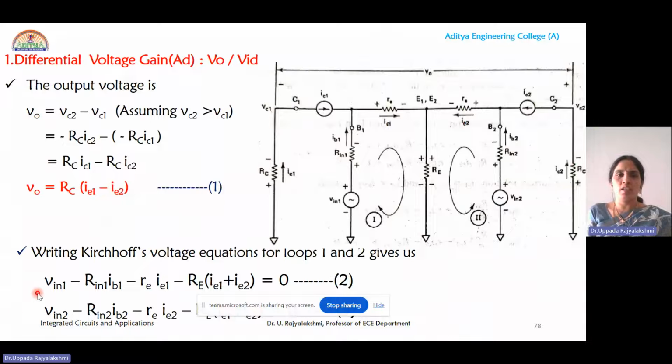Upon rearranging, we get equation 1, that is Vin1 minus Rin1 IB1 minus small re into IE1 minus capital RE into IE1 plus IE2 is equal to 0. The second equation is minus Vin2 plus Rin2 into IB2 plus small re into IE2 plus capital RE into IE1 plus IE2 is equal to 0. Again, by rearranging, we obtain the two expressions shown here.